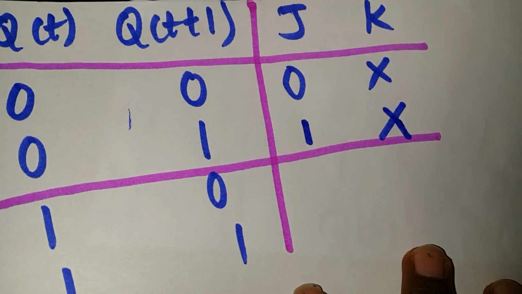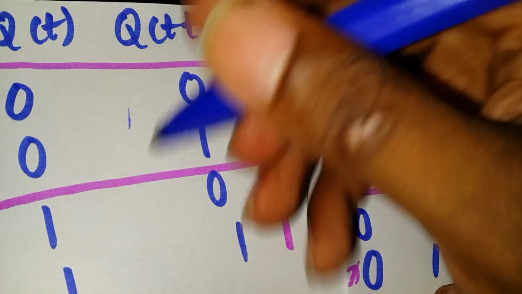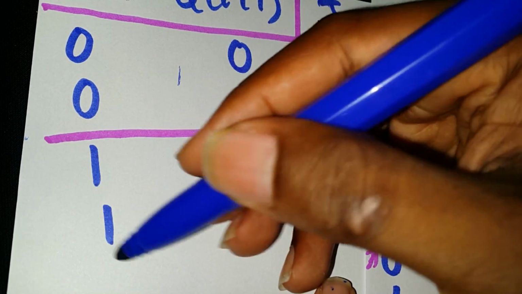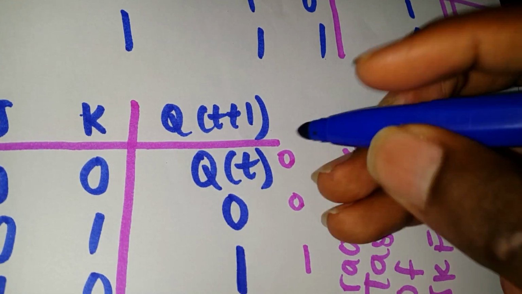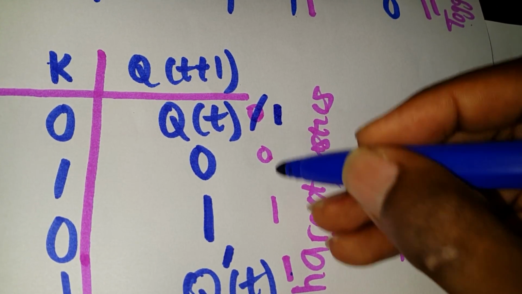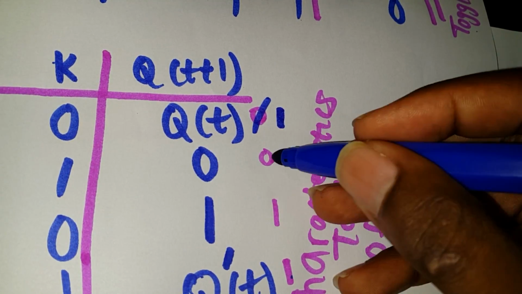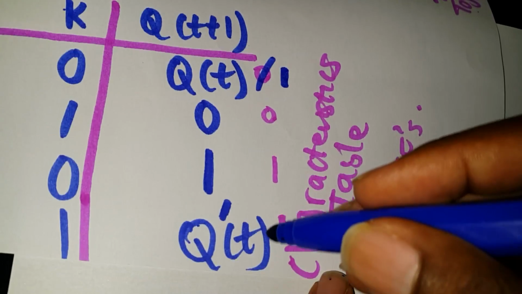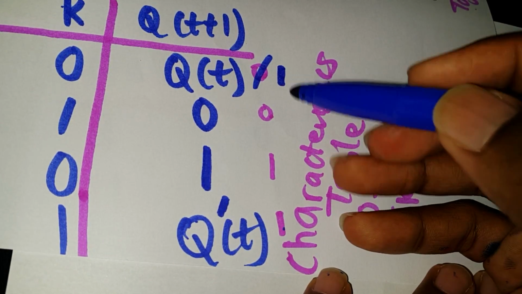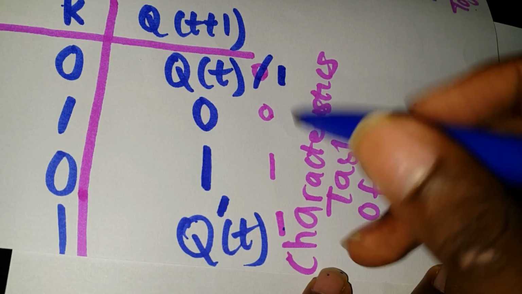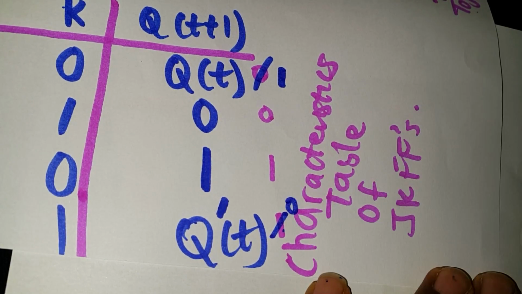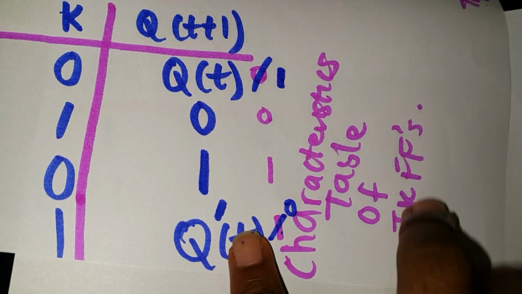Now the next block. This is another block where Q of t is 1. So Q of t is 1. We cancel this. We now make it 1. This one is still 0. This one is still 1. As you can see, 0, 1. Q of t prime: here, Q of t is 1 in that block, so it will now be 0 here, because the prime of 1 will be 0. So we now have 0 here.